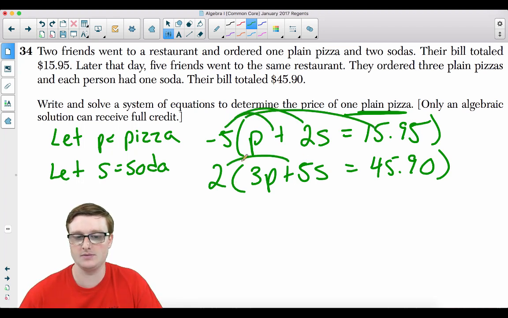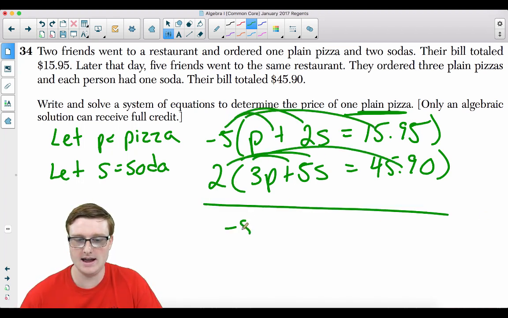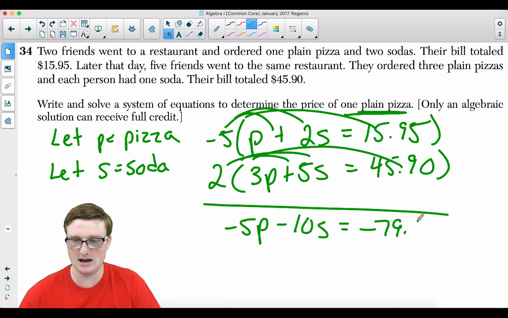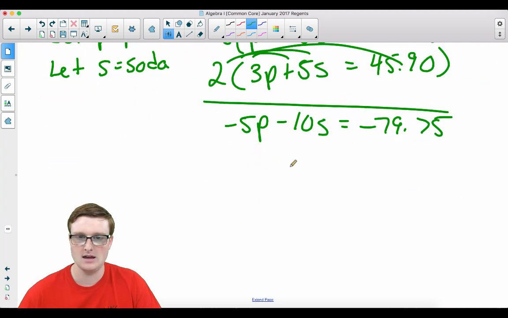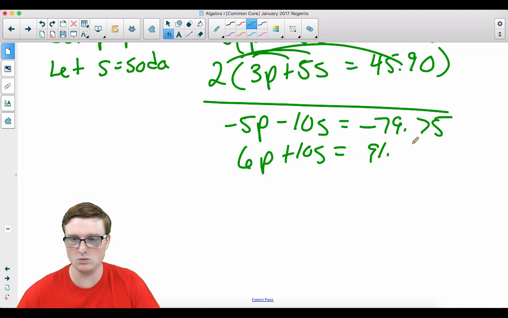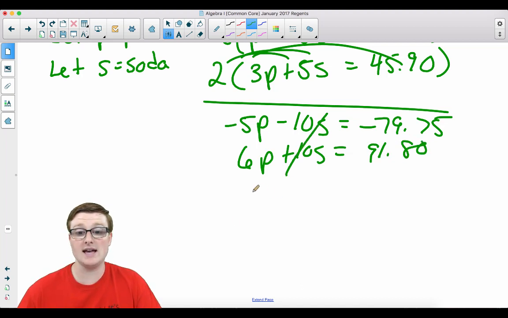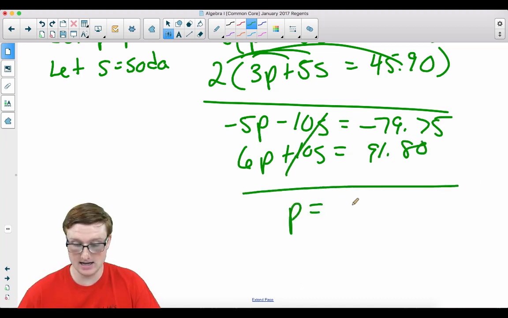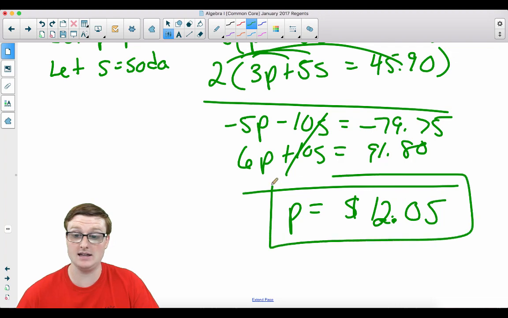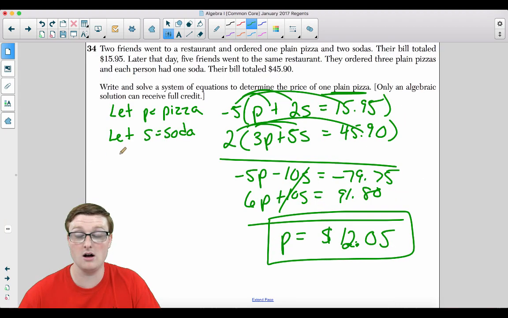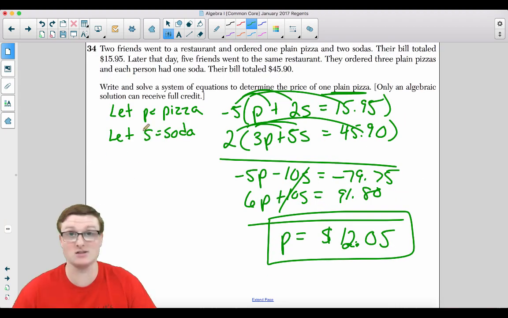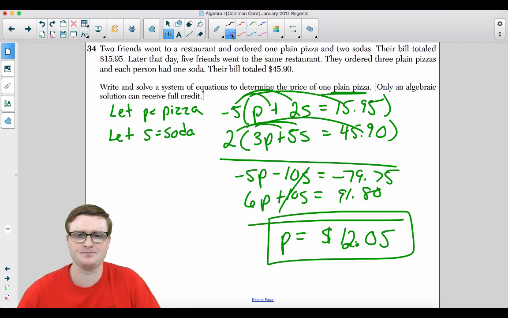So distribute. We get -5P minus 10S is equal to -79.75. Then down here we get 6P plus 10S is equal to 91.80. Those S's cancel, so we get P is equal to, when we add these, $12.05. And that, ladies and gentlemen, is the cost of 1 plain pizza, $12.05. All right, that wasn't too bad.